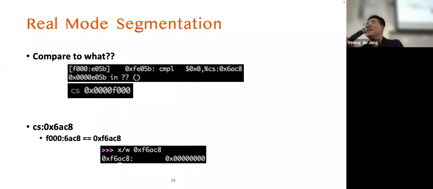Any questions with the use of the segment in the first boot sequences? Yeah, it's just an easy calculation.